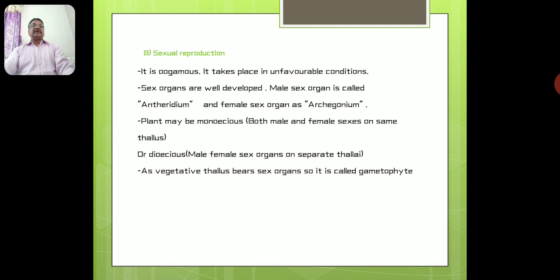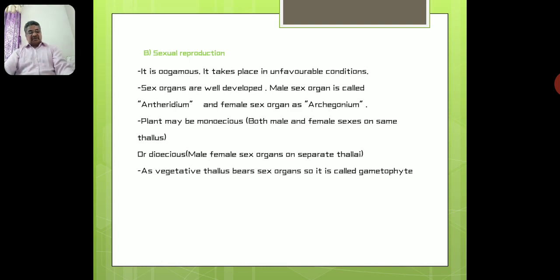And the third method, oogamy: here one gamete is very small and motile, and the second gamete is large and non-motile. When this small motile gamete and large non-motile gamete unite, that method of sexual reproduction is called the oogamous type of sexual reproduction.